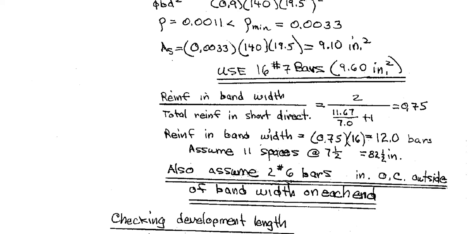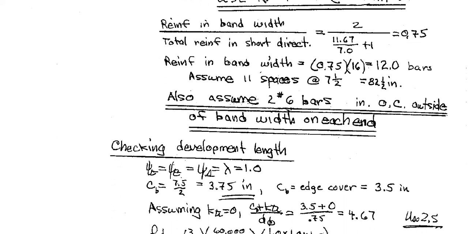So what they are doing, 12 bar, total is 16, 4 bars are remaining. What they assume, 2 number 6 bar on the center outside. I don't know why it is number 6 bar. It should be number 7 bar because total is 16 number 7. So this should be number 7 bar. I do not know why they are telling 6 bar. Maybe it is a mistake. It should be number 7.